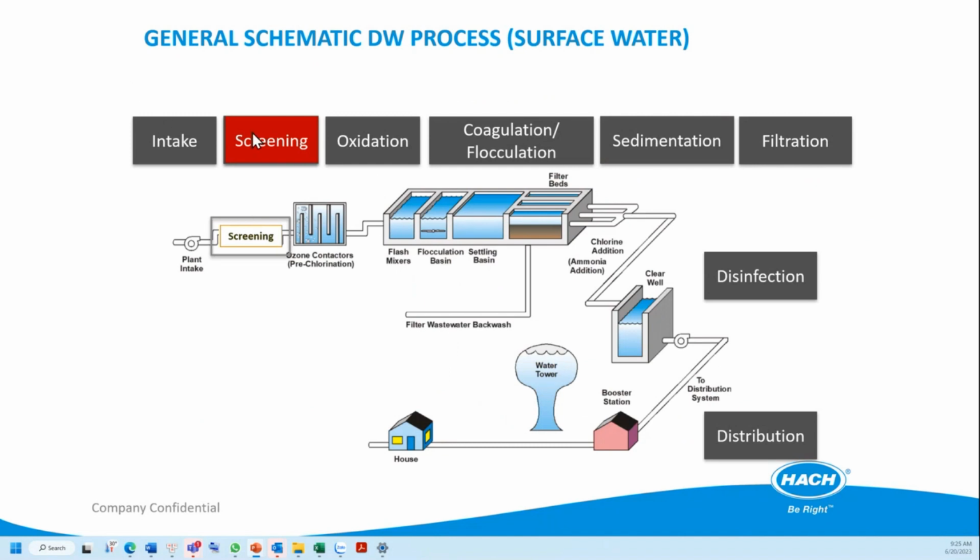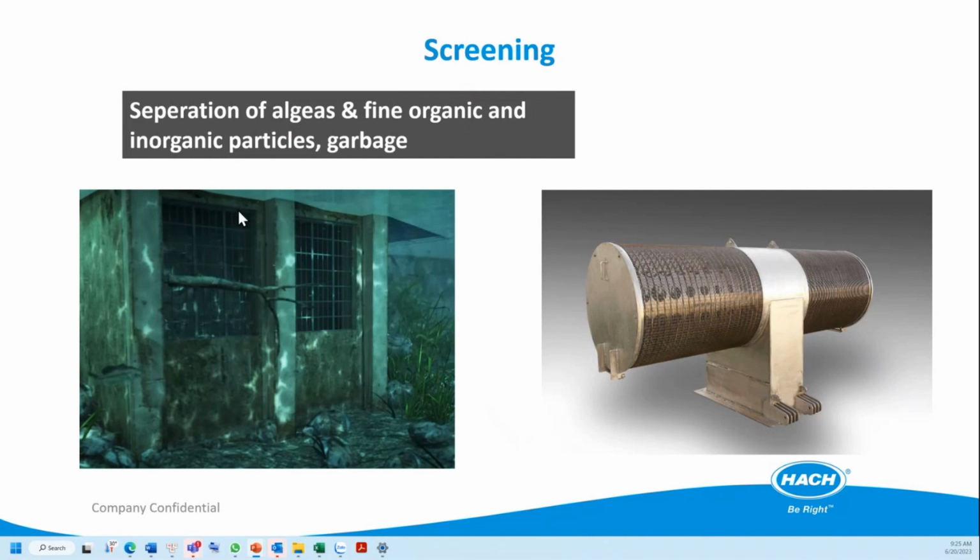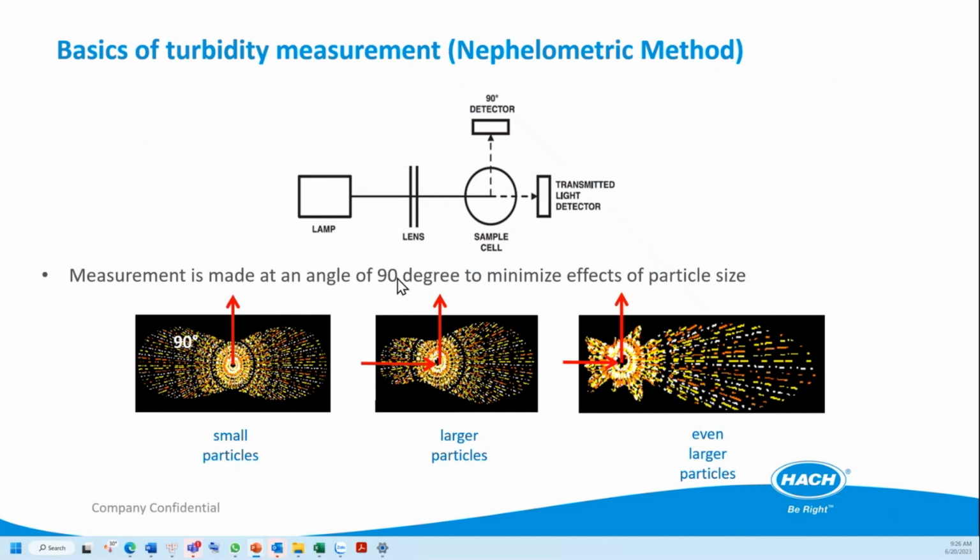After the intake, there will be a screening. So normally we can have some screening like this or like this. The plants can choose different options for screening to remove the garbage from the river water. For turbidity measurement, we use all of these turbidity sensors or analyzers. We use the same method, the same principle. It is the nephelometric method. So we measure the turbidity at a 90-degree angle to detect the turbidity.